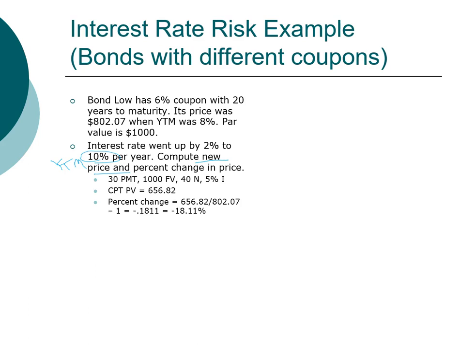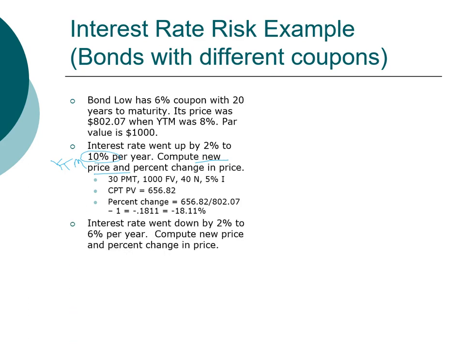Now let's take a look at the same bond, and this time interest rate goes down instead of going up. So we'll expect the bond price to go up. So let's say interest rate went down by 2% to 6% per year. So very similar to what we have done. And once again, go ahead and compute the new price at a yield to maturity of 6%, and also compute the percentage change in price.